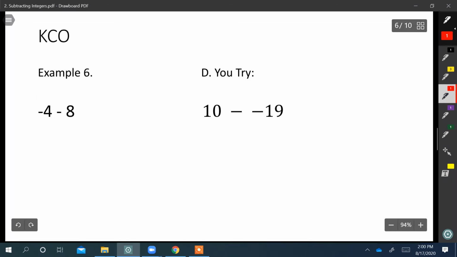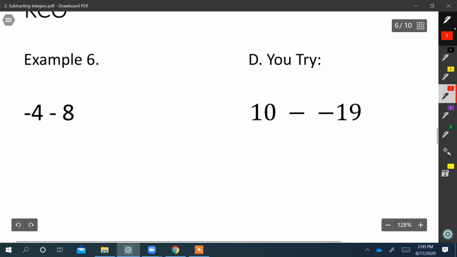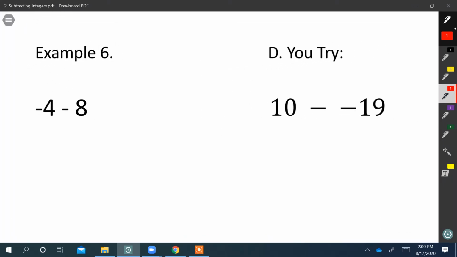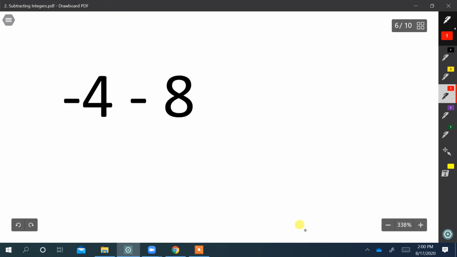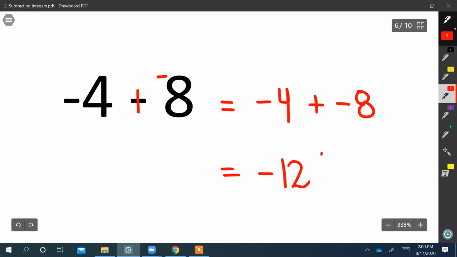Let's do a couple more problems and then we'll be good to go. Negative 4 minus 8. This one confused some people. Well, what I do on this one is turn that into a positive, but you have to make this one a negative. So eventually you just have negative 4 plus negative 8. Negative 4 plus negative 8 should give you negative 12.